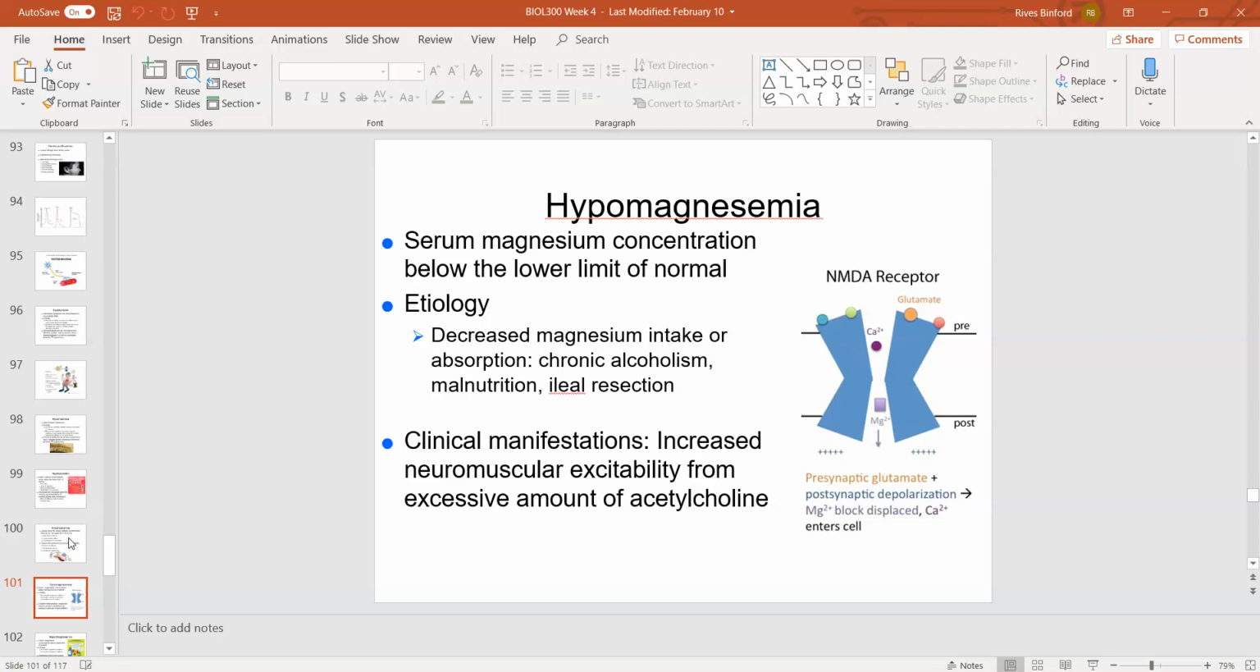So again, you can have decreased magnesium intake or absorption. Chronic alcoholism can do this for a number of reasons. You can injure the lining of your gut, for example. Ileal resection, that means you've resected the ileum, part of your small intestine. That just decreases surface area for absorption. So if you have had a resected bowel, we'll find during digestive week you'll have a number of nutritional deficiencies, and one of those possibilities can be low magnesium.